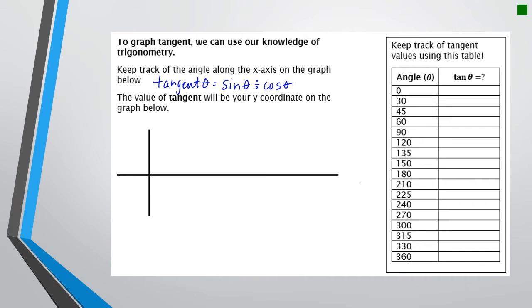So the sine and cosine functions were both continuous functions, meaning they were just these waves that repeated over and over again. But the tangent function is going to be a little different. There are actually going to be spots on the graph where there is no graph. There are going to be asymptotes on this graph. So I'm actually not going to go through this table and tell you what all of these values are, because the graph is going to look a little different.